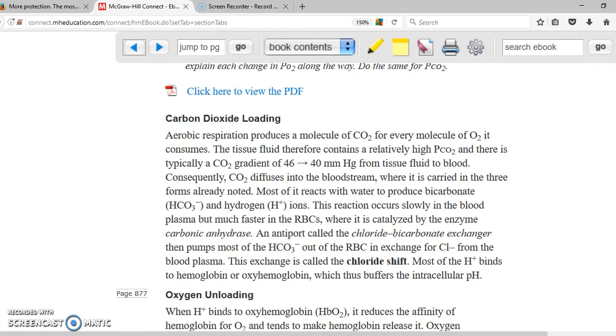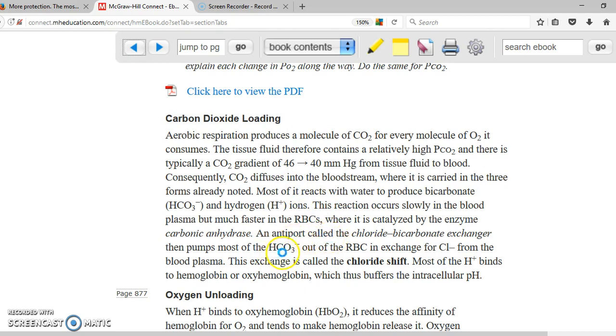So let's keep scrolling down right here and let's see what else we have. Carbon dioxide loading. So we already talked about it. Basically, again, same concept, from high levels of carbon dioxide to the low levels of carbon dioxide. More in the tissues than in the blood, therefore, how come the carbon dioxide gets loaded into the red blood cell, for example? Because you have more carbon dioxide in the tissues, therefore it will go from higher tissues to lower red blood cell. And that's what happens. That's why you have carbon dioxide loading.